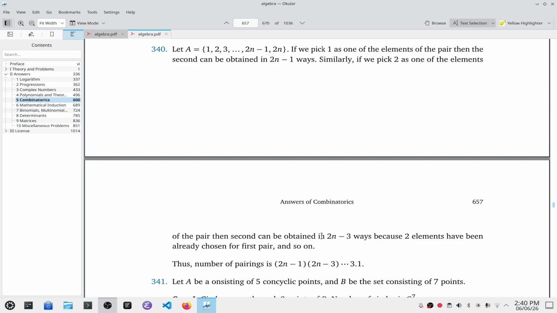Let me think. 1 is already paired with 2, so we cannot select 1 and 2.